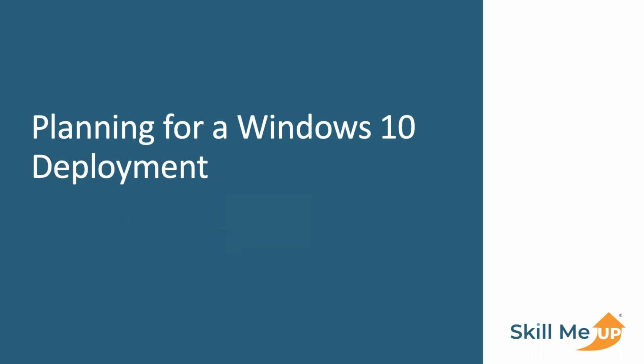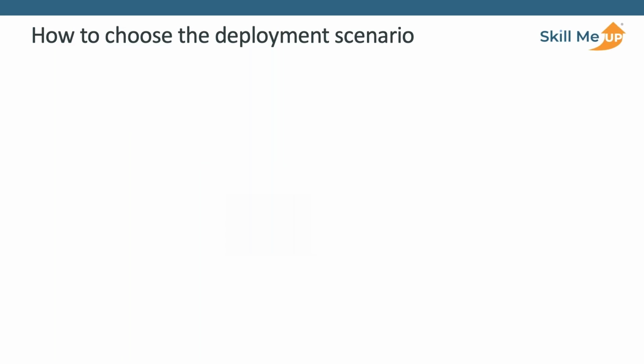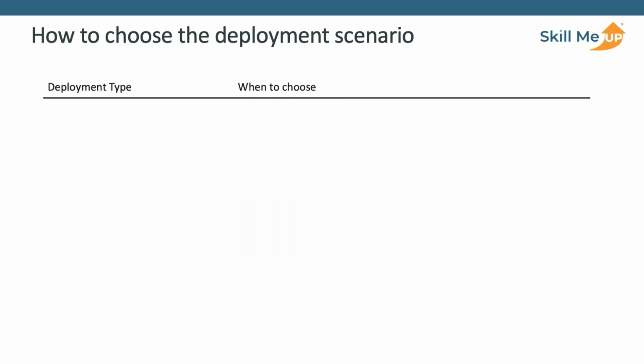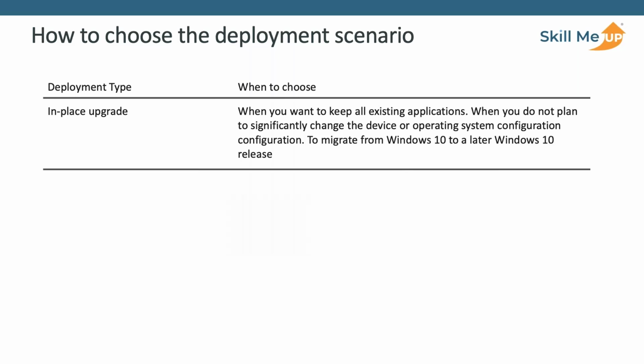Okay, so let's move on to planning for Windows 10 deployments. So how do you choose your deployment scenario? Well, if we look at the deployment type and then what we would choose, let's say we're doing an in-place upgrade. So when do you choose this? Well, you do an in-place upgrade when you want to keep all the existing applications, when you don't plan significant changes to the devices or operating systems, and you can simply just migrate over.